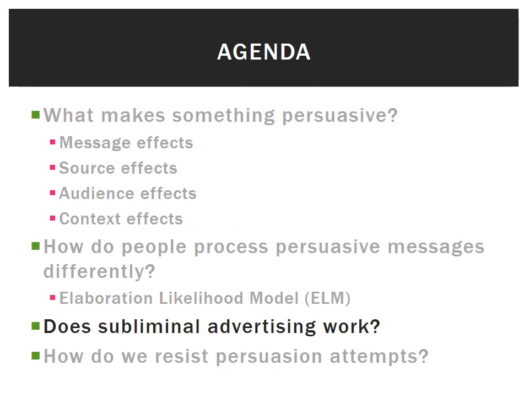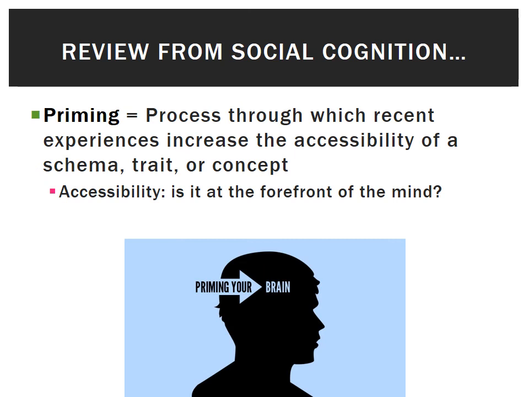All right, so the next thing we're going to talk about here is subliminal advertising. Let's talk a little bit about how this works. To talk about subliminal advertising, let's take a quick detour back to priming. If you remember from social cognition, we first talked about priming there. Priming is the process through which recent experiences increase the accessibility of some schema, trait, or concept. Accessibility just means it's at the forefront of the mind, right? So priming refers to how easily some feeling, thought, emotion, attitude, or goal comes to mind. The accessibility of these things can go on to affect affect, behavior, and cognition.